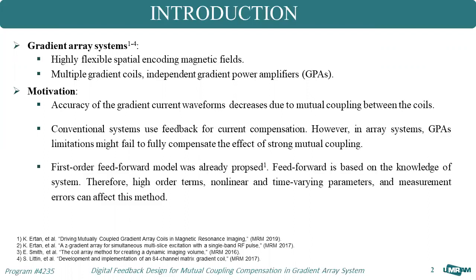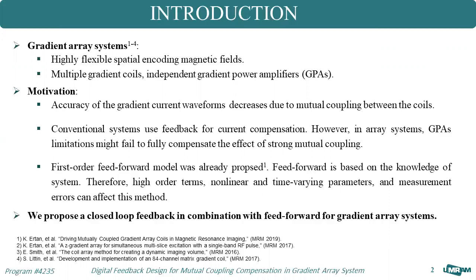A first-order feed-forward model was already proposed to overcome this issue. However, feed-forward is based on knowledge of the system, therefore high-order terms, nonlinear and time-varying parameters, and also measurement errors can affect this method. Here we propose a closed-loop feedback in combination with feed-forward for gradient array systems.